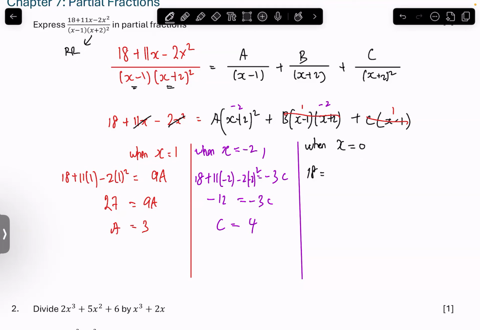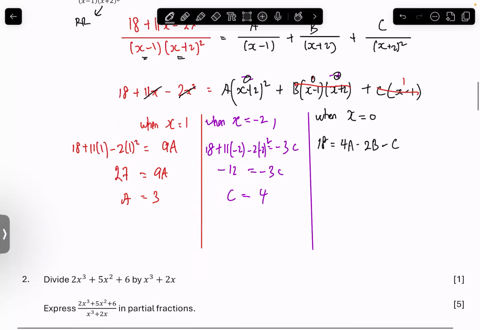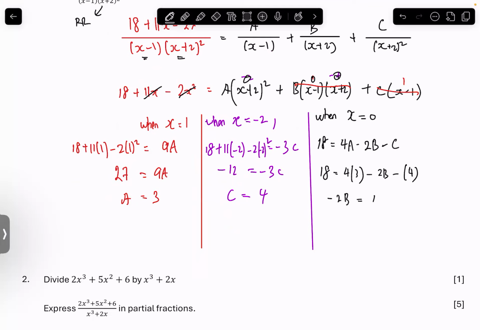Sub in 0 down here, that will be 0 plus 2, 2 squared, so that will be 4, so that will be 4A. Then on the B term, 0 minus 2, that will be negative 2B. And then negative C. Since we know the value of A and C, the only value that we don't know is B. So 18 equals 4 times 3 minus 2B minus 4. So that will be negative 2B equals 10, B equals negative 5.